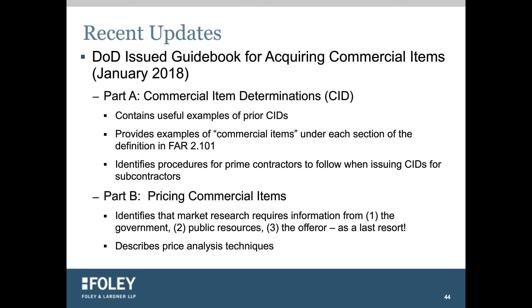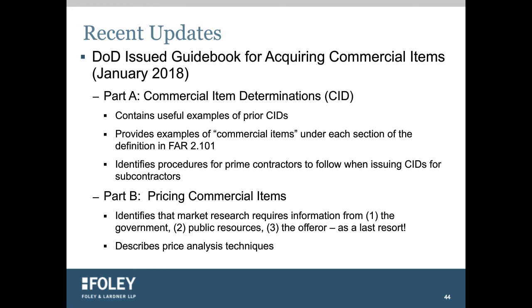This really focuses on the fact that, both for the government and prime contractors, first, they're supposed to look at prior government sales, and the government's supposed to look at what information is available within the government to determine if the price is fair and reasonable. Second, they go to public resources like FedMall or GSA Advantage. And third, they go to the offeror as their last resort. That's not the first step. You have to do all your homework first.